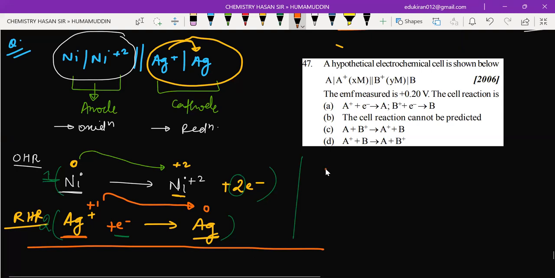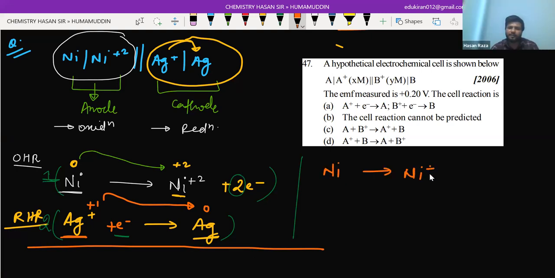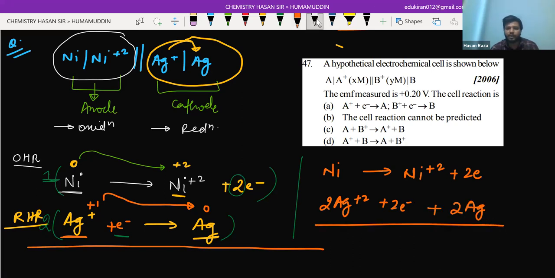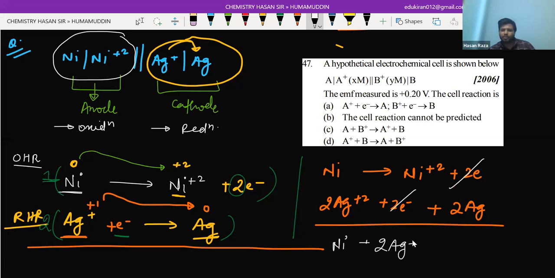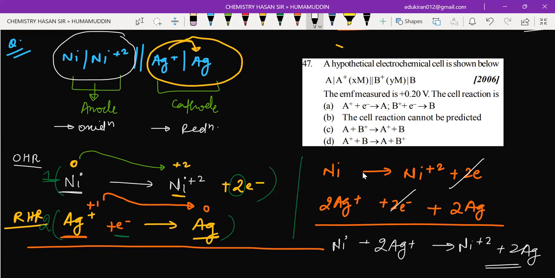Yes, sir. Multiplying the whole equation. The first will be as it is, because it is going to be multiplied by 1. And the second one will be 2Ag plus, that will give you, I forgot to write electrons, it becomes 2 electrons. Now if you add it, the electrons will be cancelled, right? Yes, sir. Now the required equation is Ni plus 2Ag plus gives Ni plus 2 and then 2Ag. Got it? Yes, sir. So please do write it. And whenever it is difficult to understand the concept, after the class, you are going to revise it. Okay, sir. Very important. Please do write it.